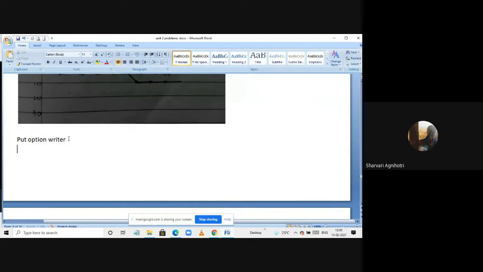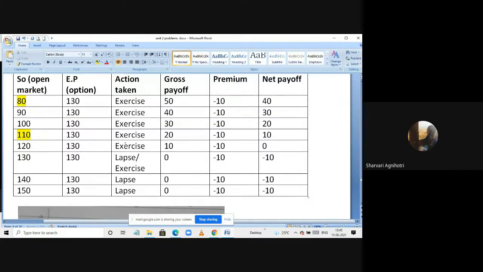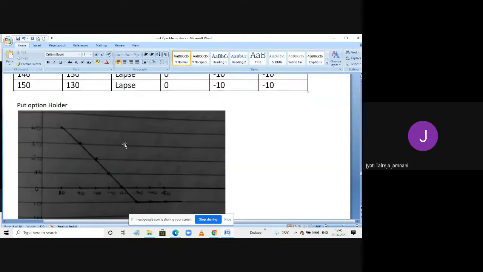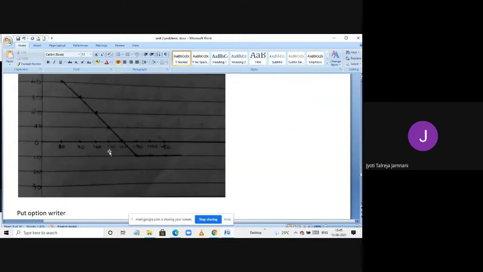Ma'am, the graph, can you explain once again? Yes. See here, the prices from 80 to 150. Is the graph visible clearly? Yes, ma'am. Okay. So from 80 to 150, I have taken the prices.